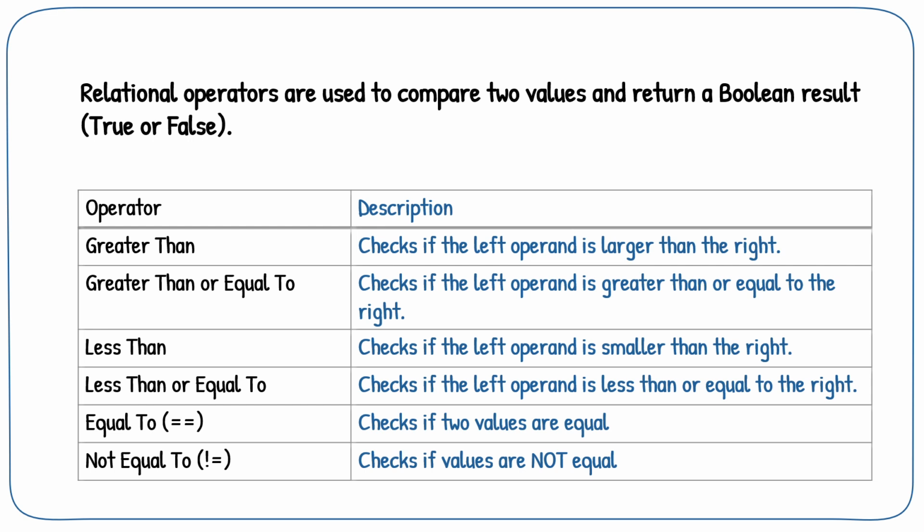The next operator is the equals operator. In this, if the value of the left operand is equal to the value of the right operand, then the result is true or else the result is false. And the last one here is the not equals operator. In this, if the left operand is not equal to the right operand, then the result would be true or otherwise it will be false.